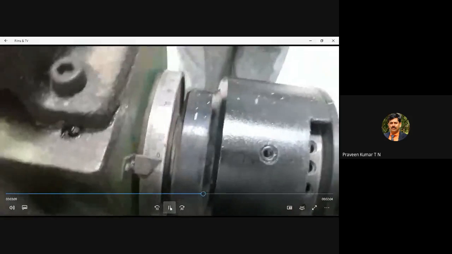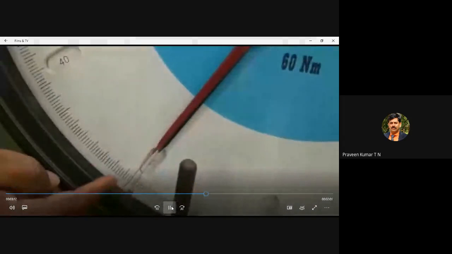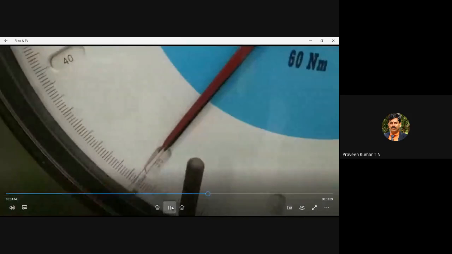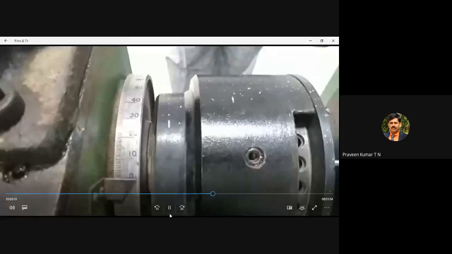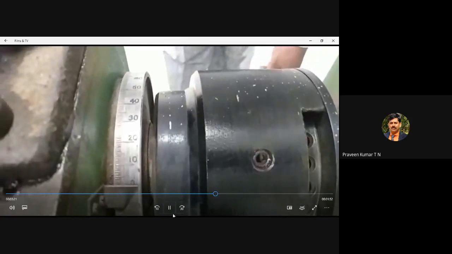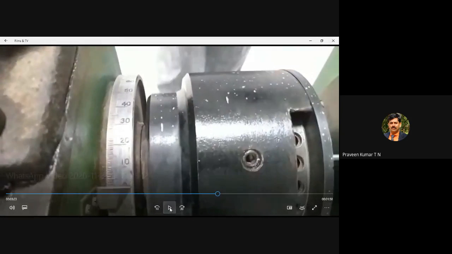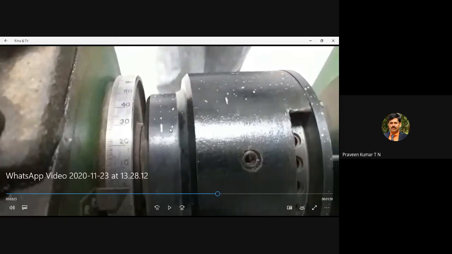You are applying the torsion loading. Once you apply torsion loading, the torque shaft rotates by some degree. You are fixing for the one. That means to get an angular deformation of 2 degrees, how much amount of torque is needed?